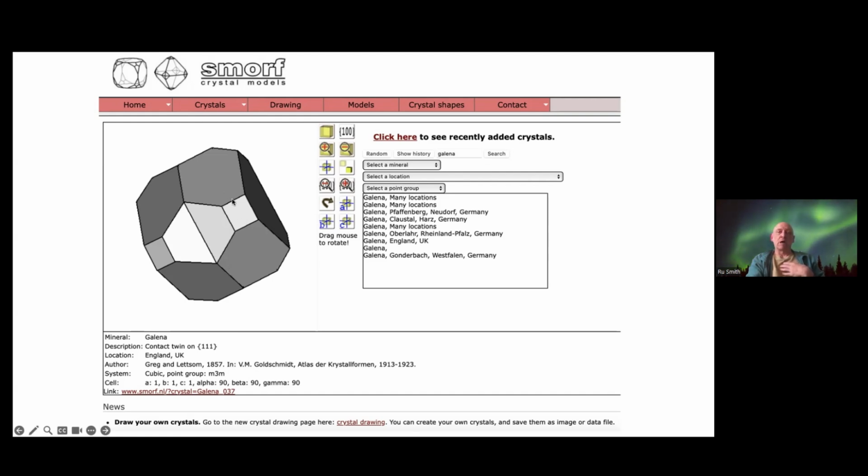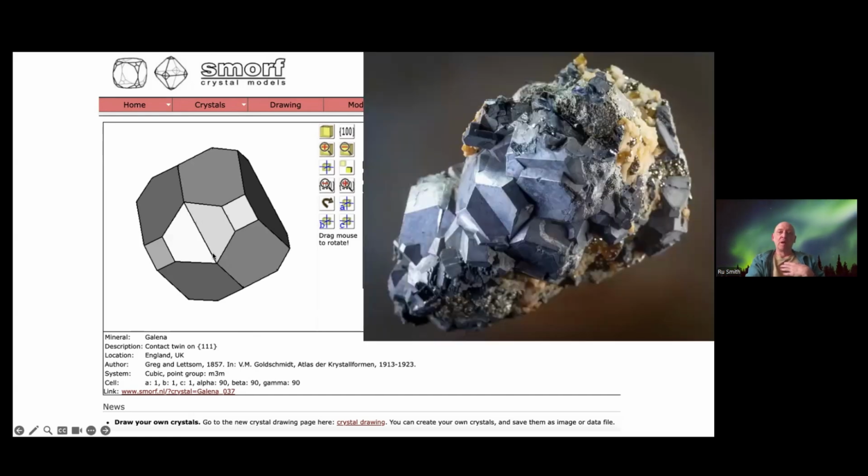Already you can see there's a square one. There are these kind of triangular ones with truncated edges. And it's also got this plane in the middle where the shape is reflected on each side of it. So that's the composition plane of a twin. And I love that because I haven't looked at that before, but I loved seeing that because I have a specimen that is almost identical.